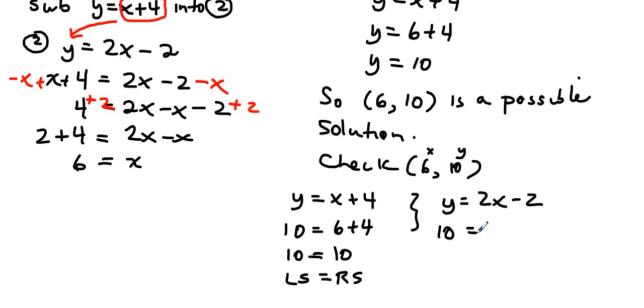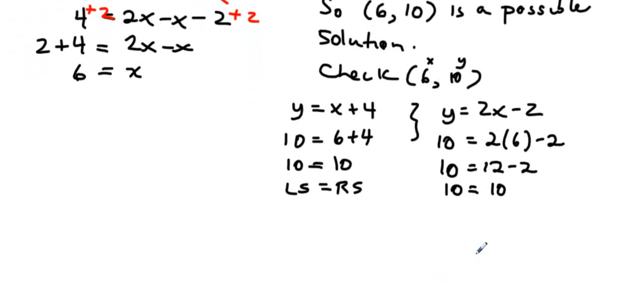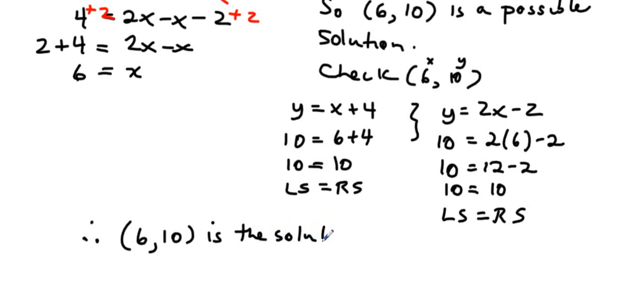So 10 equals 2 times 6 minus 2. Well, this is already 10. This is 12 minus 2. This is 10. And this side's 10. So I've got 10 equals 10. That's great. So now I know that left side equals right side here. And my conclusion is that the point 6, 10 is the solution. Therefore, 6, 10 is the solution to the linear system. Okay. So that's substitution in a nutshell.